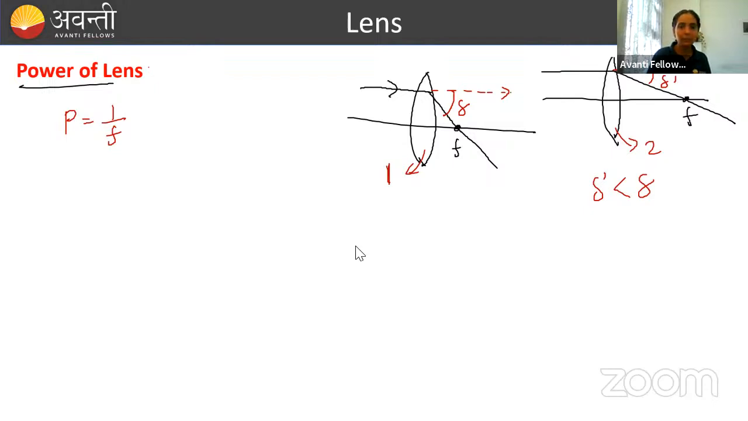Similarly here, power of the second lens will again be 1 by f. So power we define as what? 1 by focal length. This is how we define power.